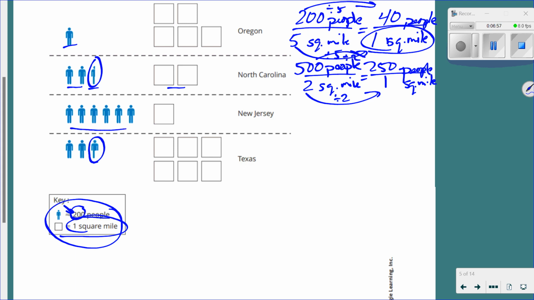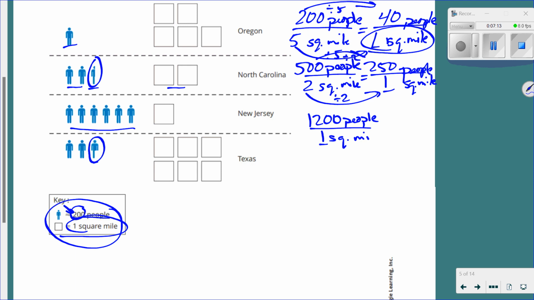New Jersey, there are 6 figures. That makes it 1,200 people. And there's only 1 box. So they gave me that one in simplest form. I can already do my comparison because I'm already at 1. So I don't have to do anything else to that one.